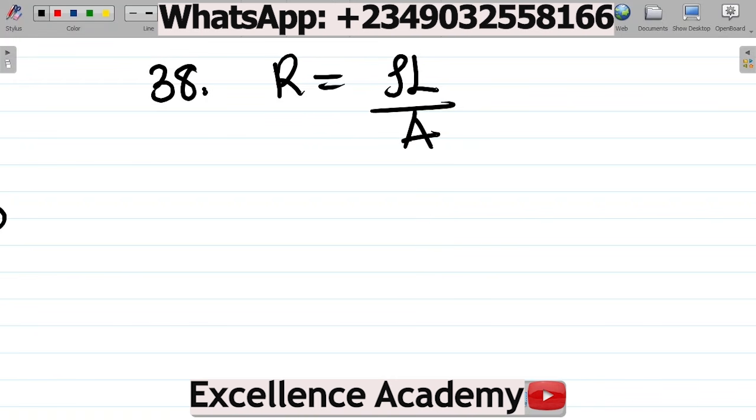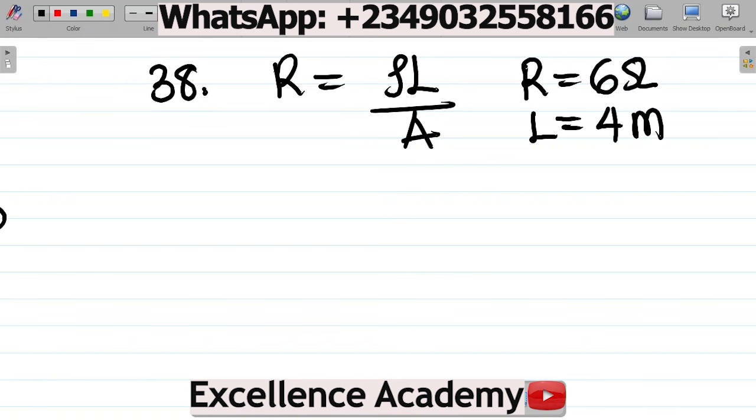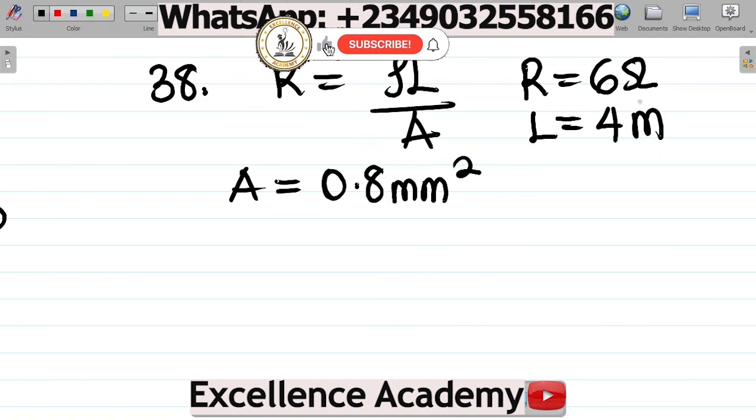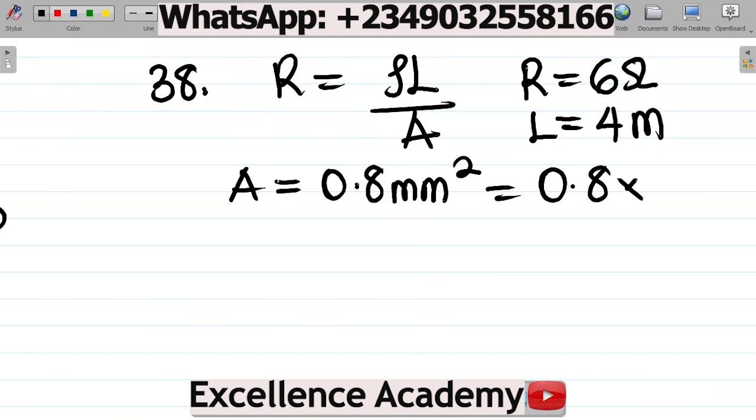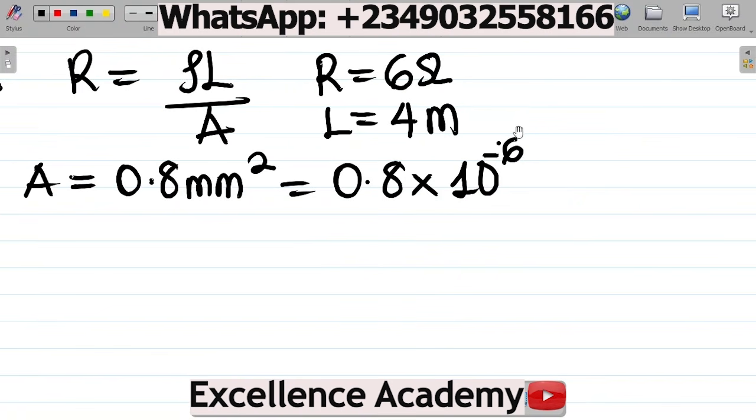All right. And let's list our parameters. We're given resistance as 6 ohm. We're given the length L as 4 meters. We're also given the area A as equal to 0.8 millimeter squared. Now, length is in meters, so we want to convert this from millimeter squared to meter squared. To convert from millimeter squared to meter squared, multiply by 10 to the power minus 6, or you can say divide by 10 to the power 6. So you're either multiplying by 10 to the power minus 6 or dividing by 10 to the power 6. So take note of that.